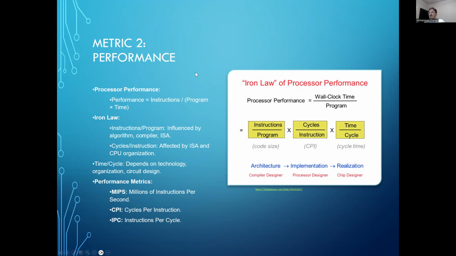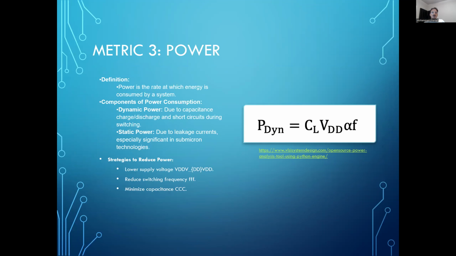The next point will be power, which will cover, for example, what power is. Power is just the rate of the energy that a system consumes. In this computer architecture class, the main aspect is just to identify the power consumption, the dynamic power consumption. In this case, dynamic power consumption is calculated using the capacitance of the system multiplied by the voltage squared multiplied by the frequency.